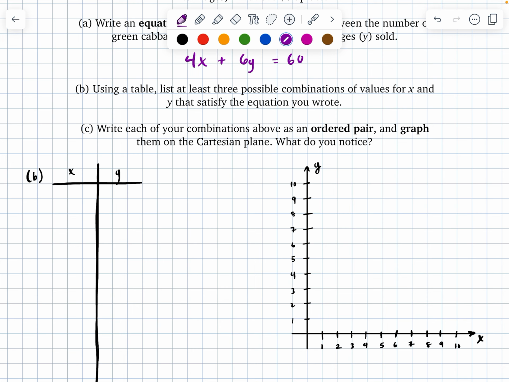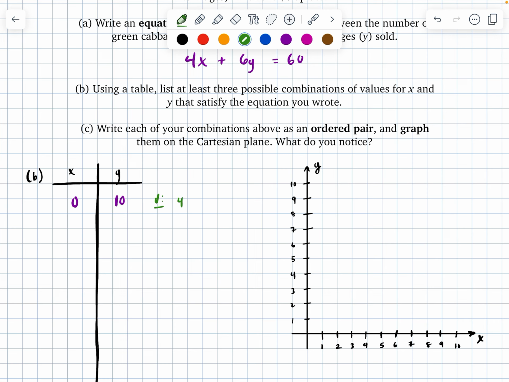Alrighty, Mommy, you ready? I'm ready for you to tell me. Let's do it. I wouldn't expect you necessarily to have any of these, but I'll give you an example of one of the ones that you might have found. If I sold 0 green cabbages and 10 red cabbages, then this would be an example of something that would work. If I wanted to check my work, do you remember how we would check to make sure that this is actually, in fact, a solution?